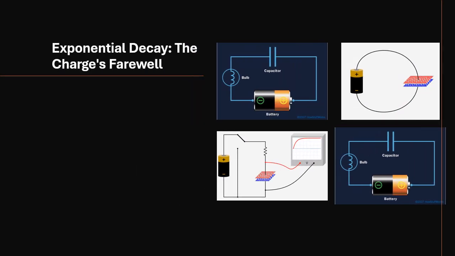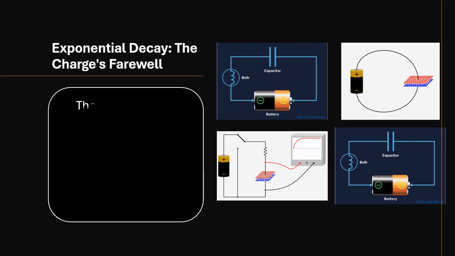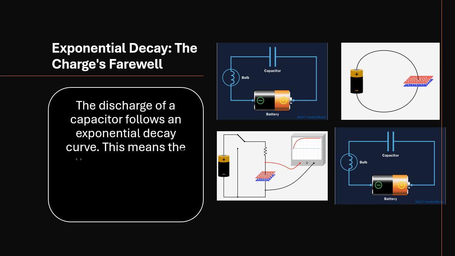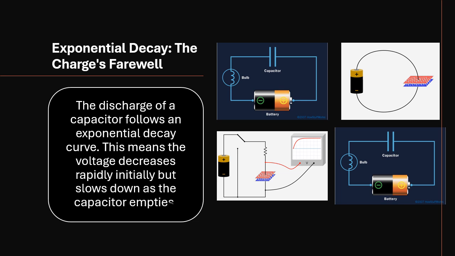Exponential decay, the charges fare well. The discharge of a capacitor follows an exponential decay curve. This means the voltage decreases rapidly initially but slows down as the capacitor empties.